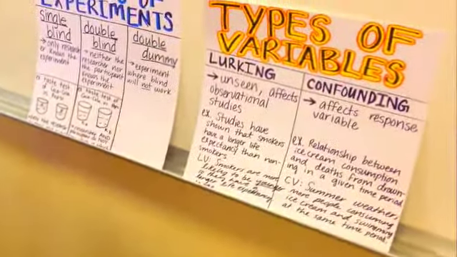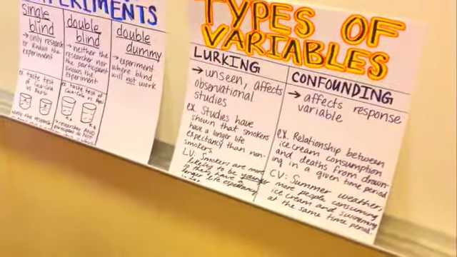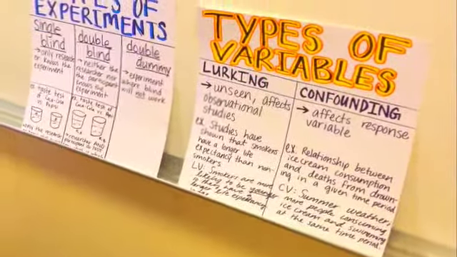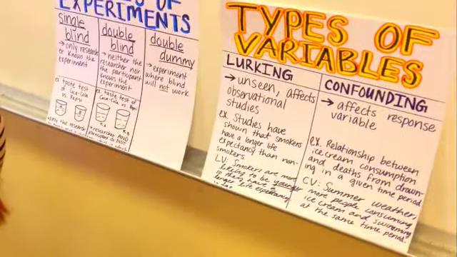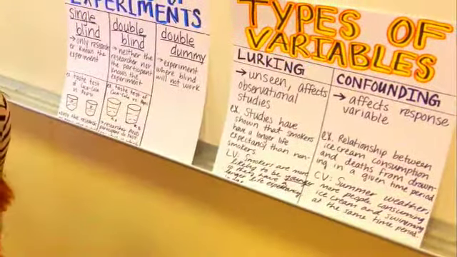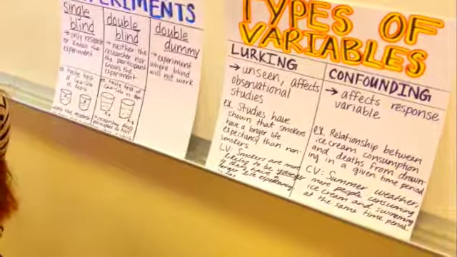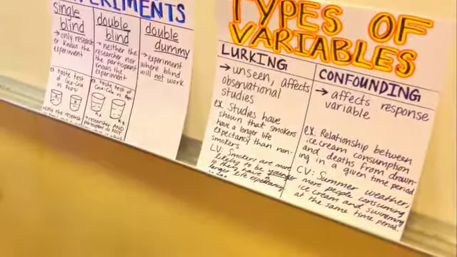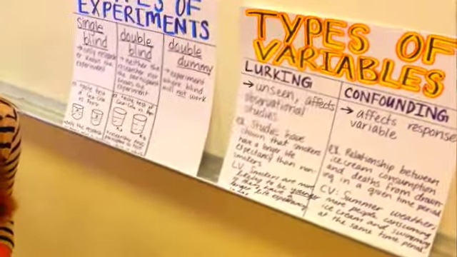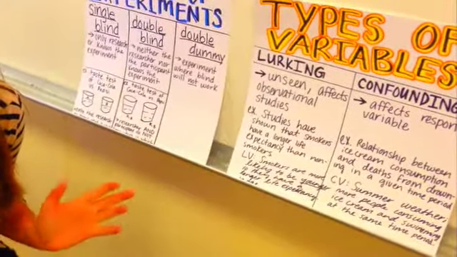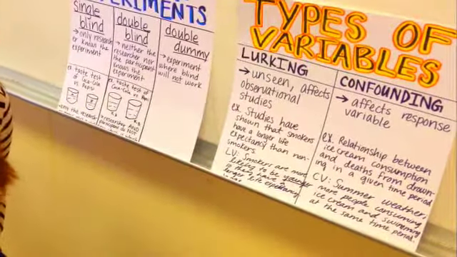In confounding variables, they affect the response variable. An example of this would be the relationship between ice cream consumption and deaths from drowning in a given period. The confounding variable for this would be summer weather. More people are consuming ice cream because it's warmer, and more people are swimming at the swimming pool or in water, like a lake or anything in general. So there is more likely to be deaths from drowning as well as ice cream consumption.